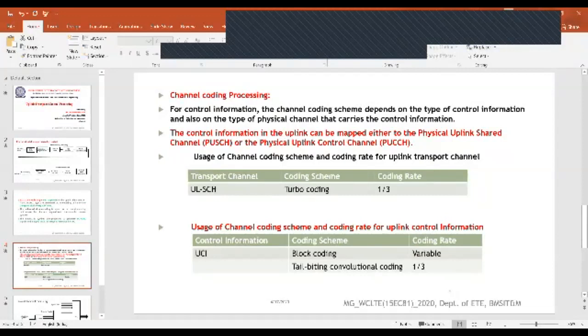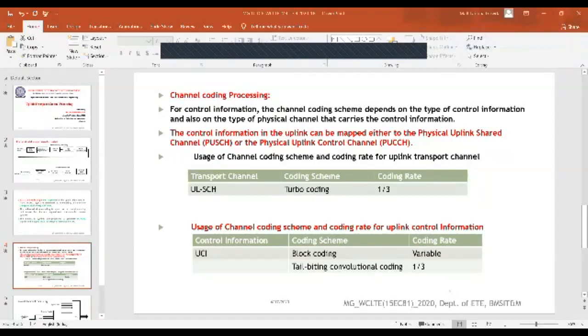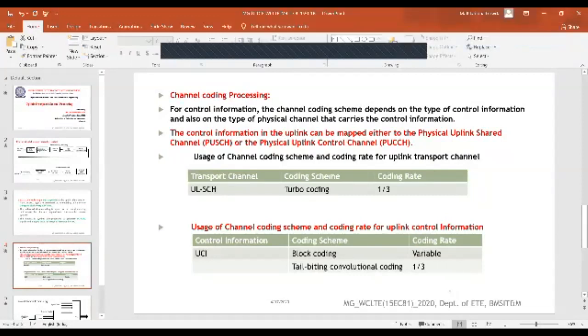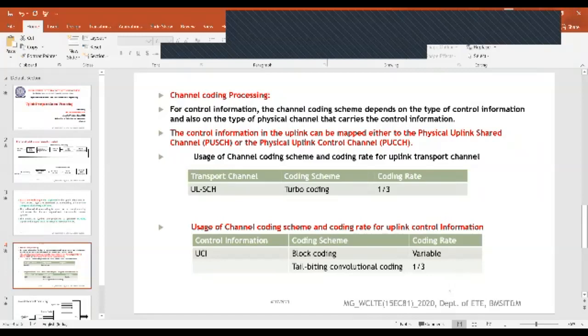And here this table gives you what type of channel coding scheme and what coding rate is used for this uplink transport channel. And similarly, another table will give you the information about the channel coding scheme and the coding rate for uplink control information. So as I said, for the transport channel, the channel is the uplink shared channel, and the type of coding used is turbo coding with a coding rate of 1/3. It is the same as that of a downlink transport channel.